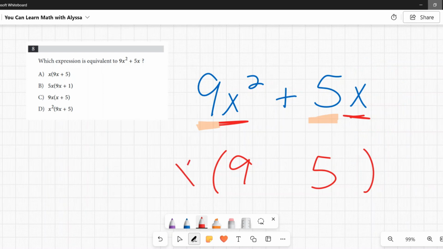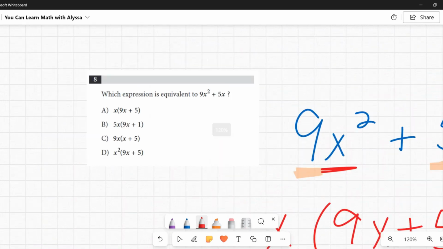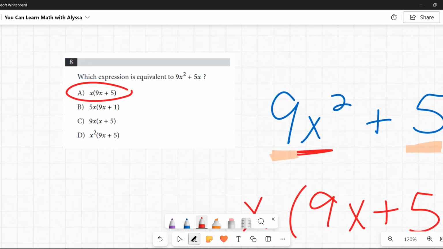So we can pull out a single x, and what is left behind? Well, to see what's left behind, you would say x times what equals x squared? Well, that would just be an x. And then x times what equals x? 1. So I don't really have to write anything because it's just 1 left behind. All right, and the sign here stays the same. So x times 9x plus 5. I have pulled out that factor, and let's look at our options over here. And sure enough, there we are. x times 9x plus 5.